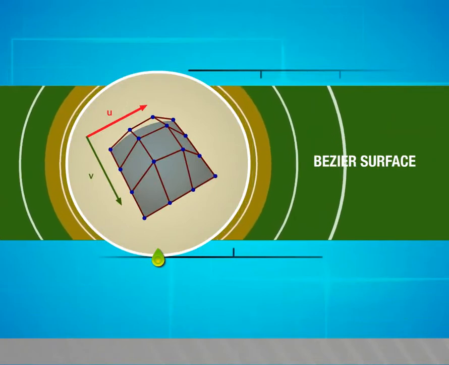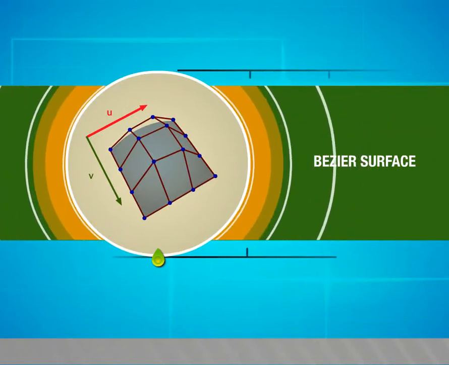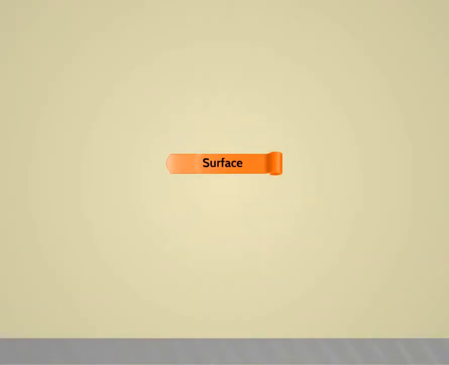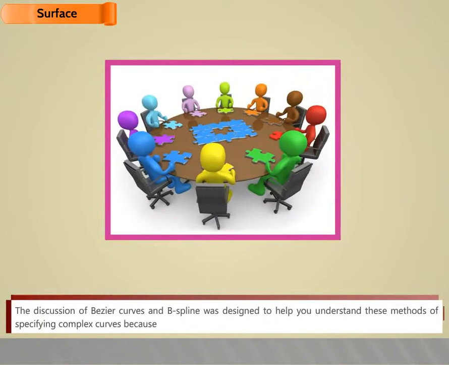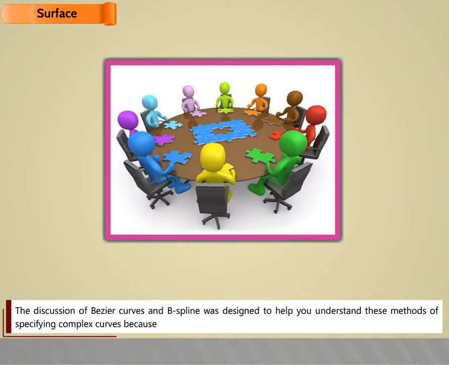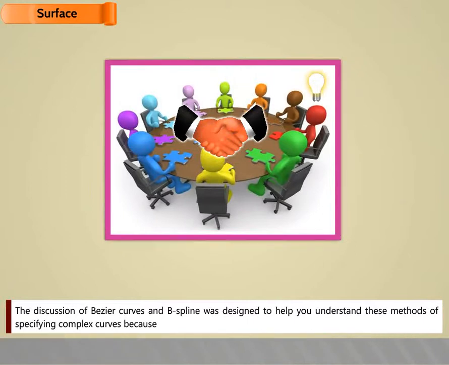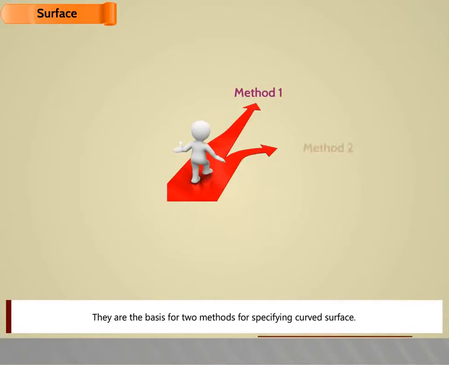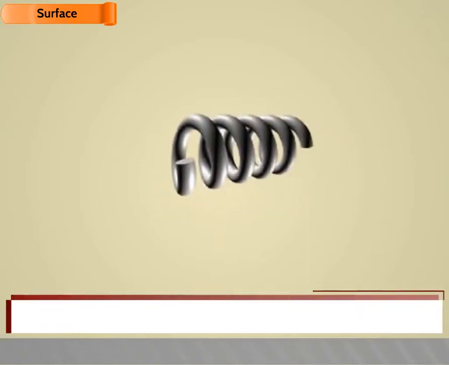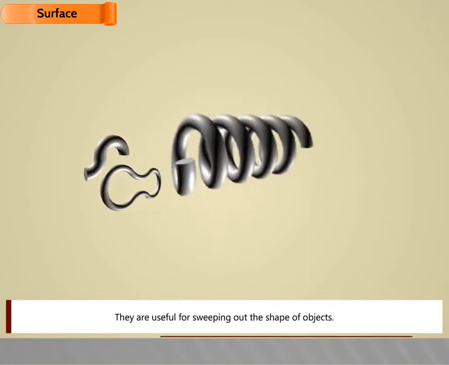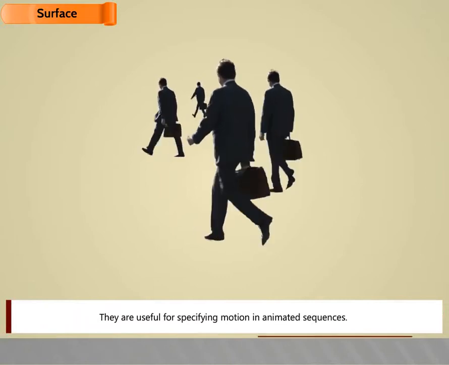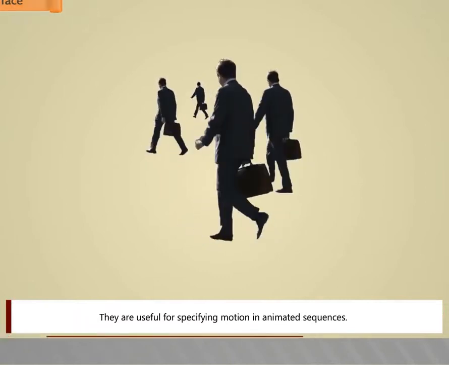Bezier surface. In this video, we are going to see about Bezier surface. The discussion of Bezier curves and B-splines was designed to help you understand these methods of specifying complex curves because they are the basis for two methods for specifying curved surfaces. They are useful for sweeping out the shape of objects. They are useful for specifying motion in animated sequences.